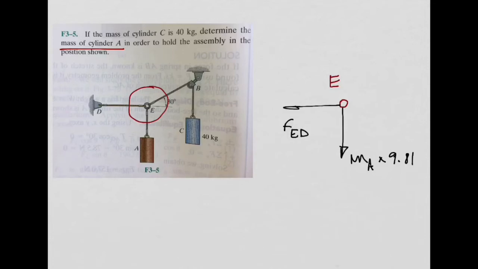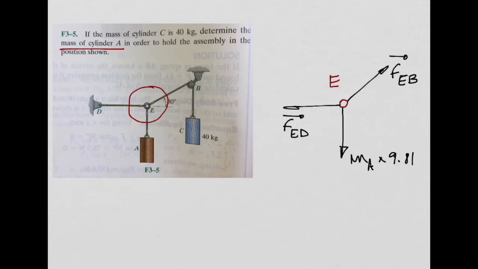And then we have, like you said, the force in cable EB. All agree with me? We need to add also cable EB. So we have, which we don't know, right? We don't know the force in cable EB. We don't know the mass of our cylinder A.